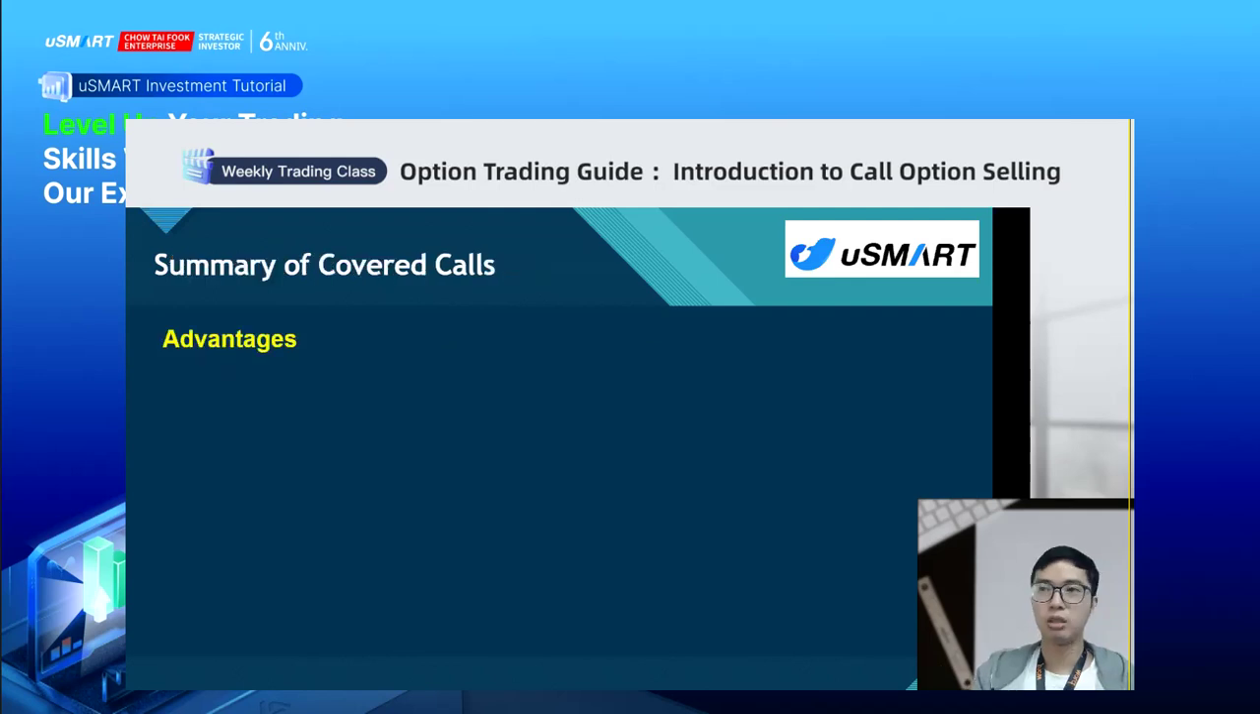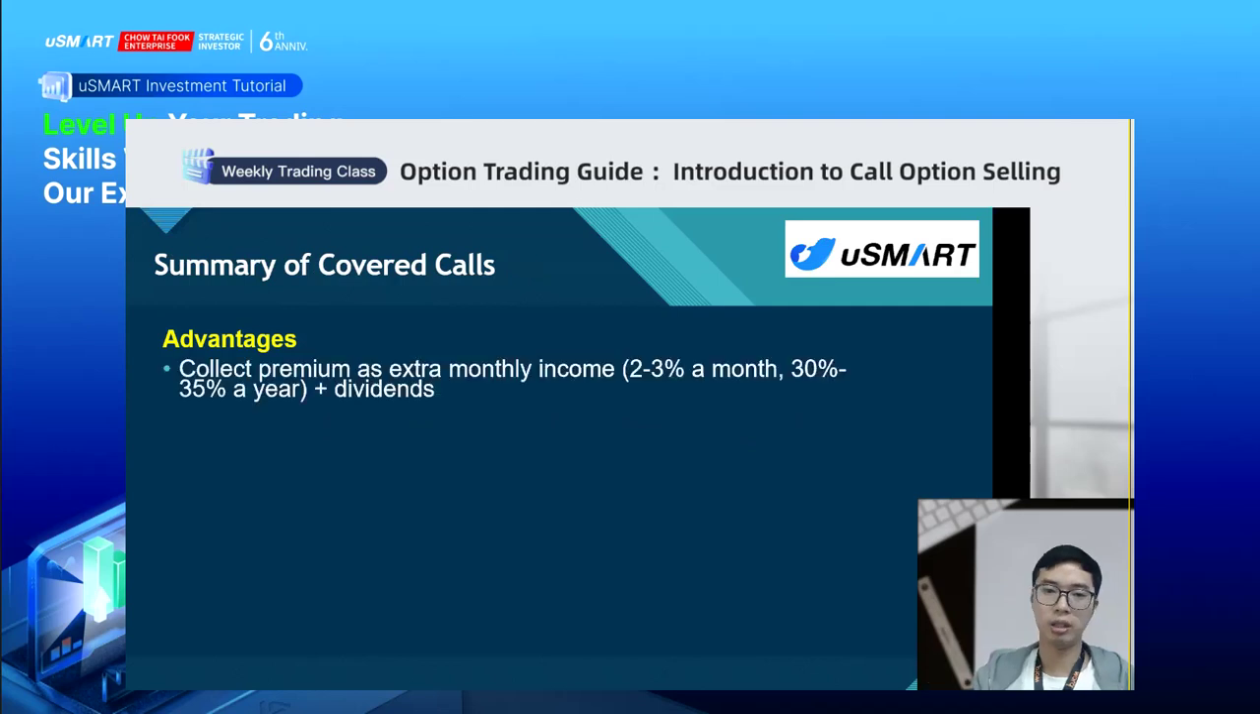So today I shared about the advantages and the risks of covered calls. And for advantages, this is just a summary. We can keep on collecting our premium as extra income, maybe 2 to 3% per month. It's equivalent to 30% to 35% a year. And if you own a good stock, it actually gives a dividend. This can significantly increase your portfolio liquidity and also your additional income, right? So you have better cash holding in hand, and in the long run, you can outperform the market.